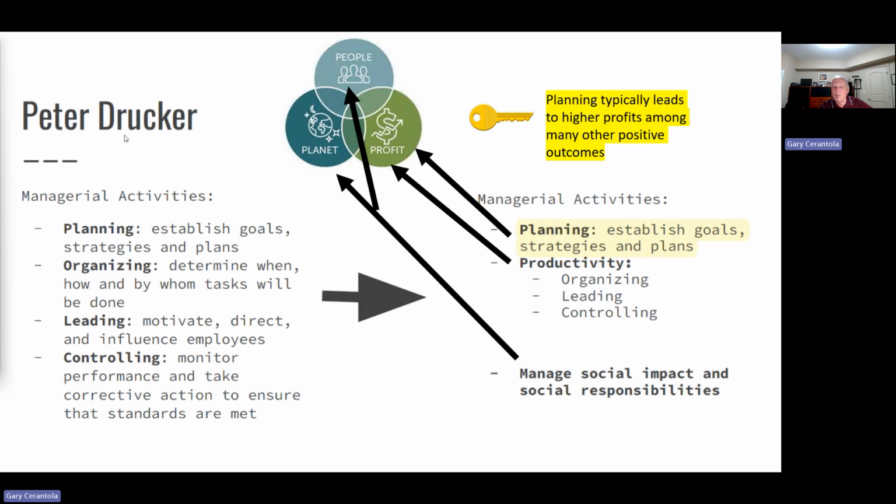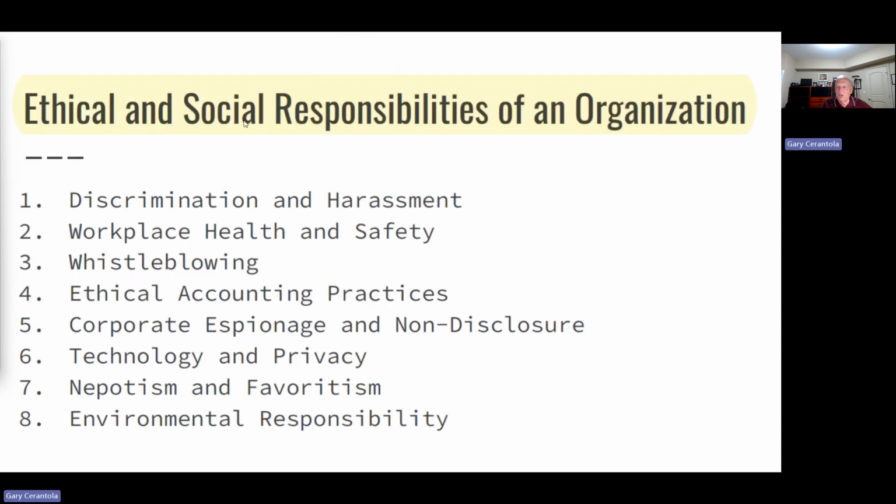But just remember this from Peter Drucker: planning typically leads to higher profits, right? So planning is key in terms of that. And again, you manage the social impact along the people side and the environmental side, and it's all about being good ancestors as we go through. So again, what are ethical and social responsibilities of an organization?